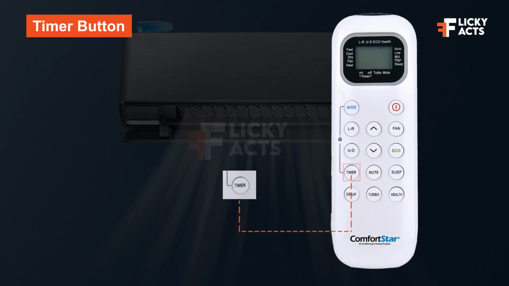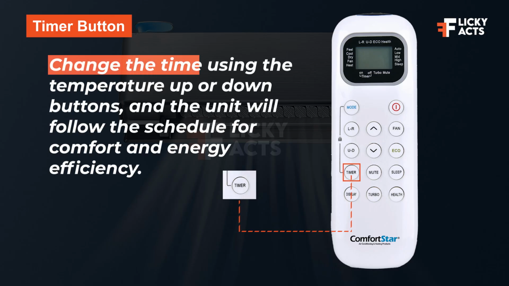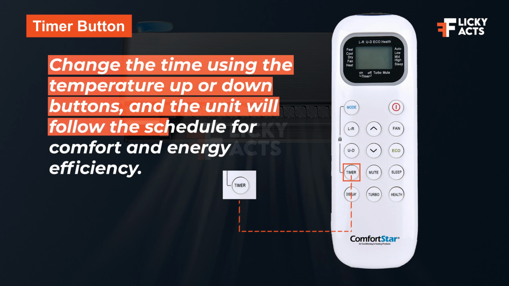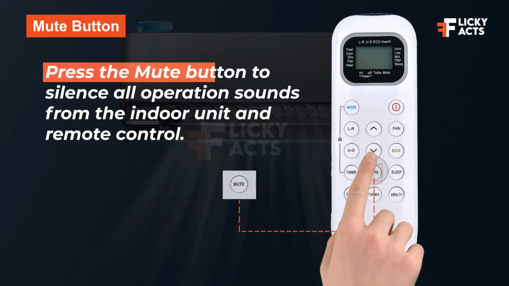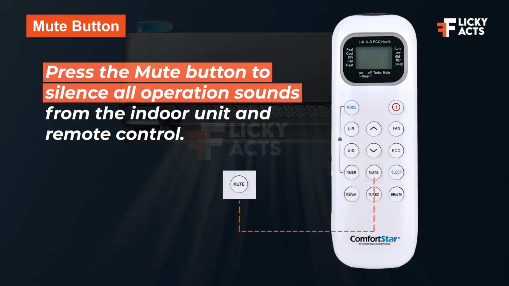The Timer button allows you to set your AC to turn on or off automatically at a specified time. Change the time using the temperature up or down buttons, and the unit will follow the schedule for comfort and energy efficiency. Press the Mute button to silence all operation sounds from the indoor unit and remote control.